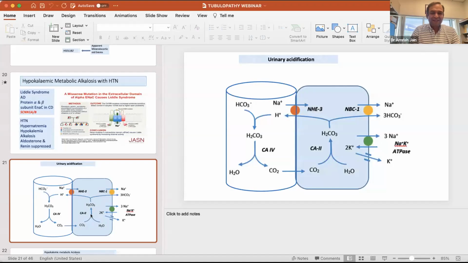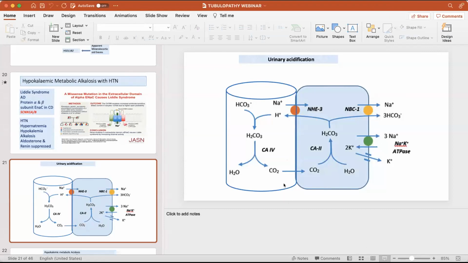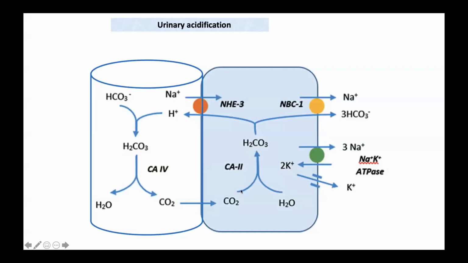Sorry, extremely sorry. So in the distal tubule and collecting duct, carbon dioxide diffuses into the cell and forms carbonic acid again in the presence of carbonic anhydrase enzyme 2, and this carbonic acid again dissociates into bicarbonate and hydrogen ion, and the hydrogen goes back into the lumen, and this bicarbonate is reabsorbed from the basolateral membrane by the sodium bicarbonate symporter.